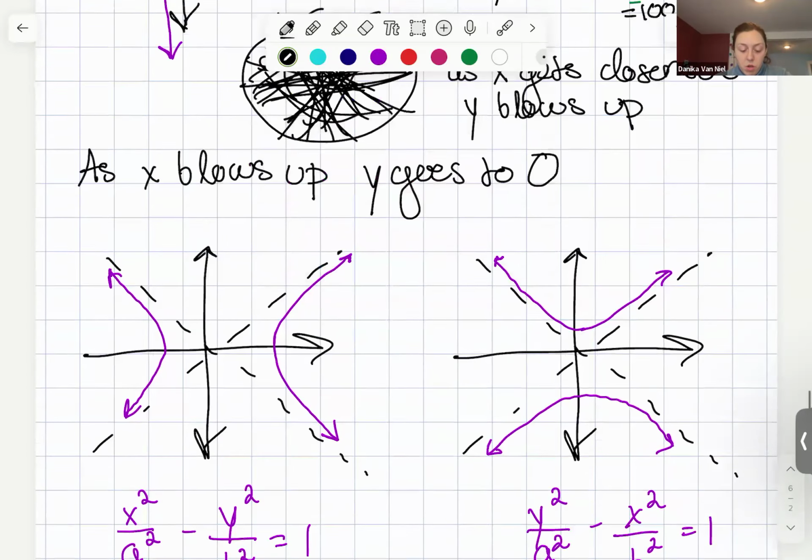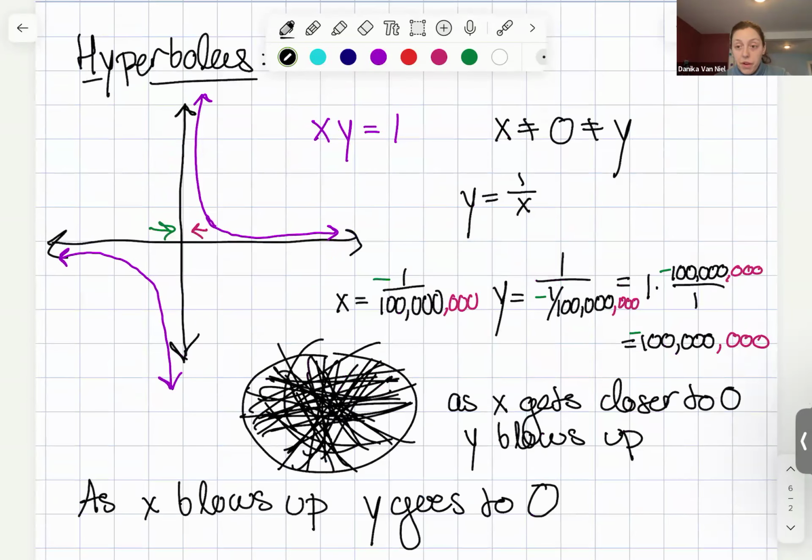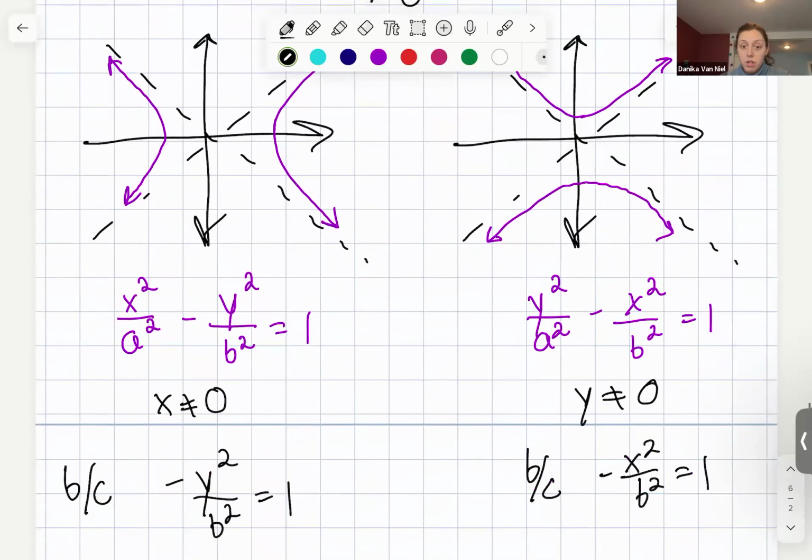And definitely want you to be able to draw y equals 1 over x. Oftentimes we write as y equals 1 over x. Sometimes we write as x times y equals 1. Definitely want you to memorize that one. That's going to be an important example, counterexample throughout the rest of your calculus career, including this class.